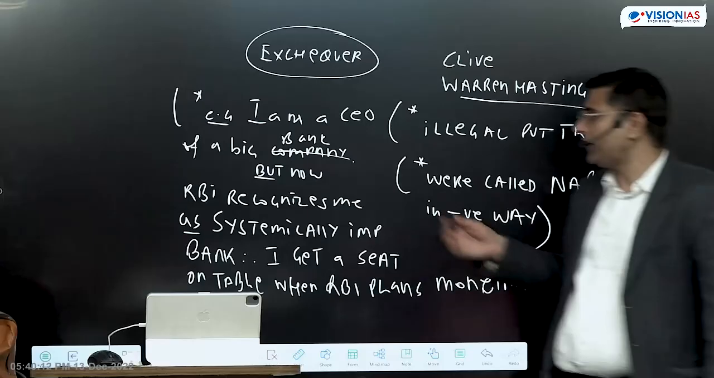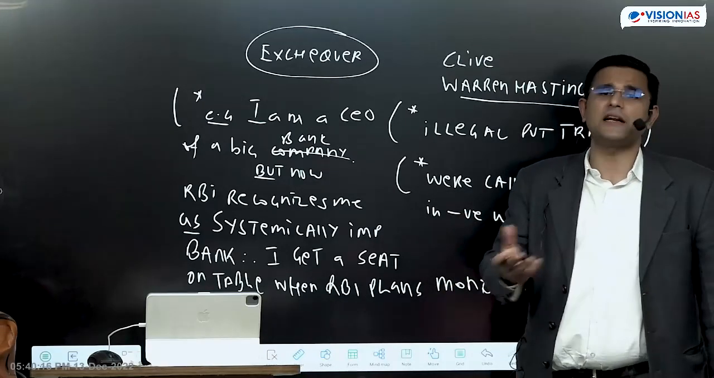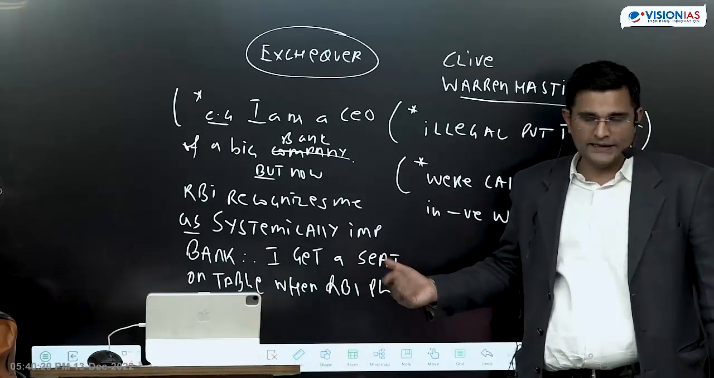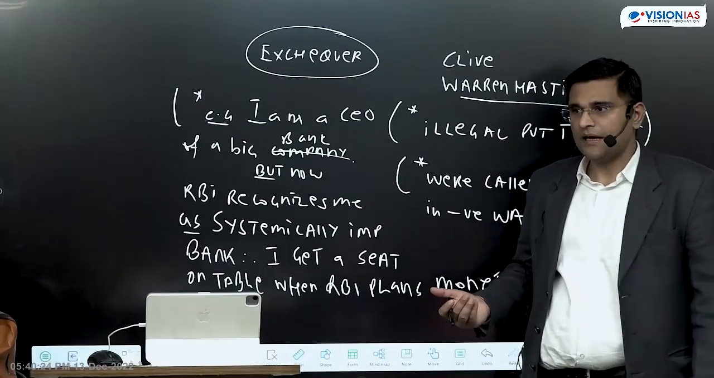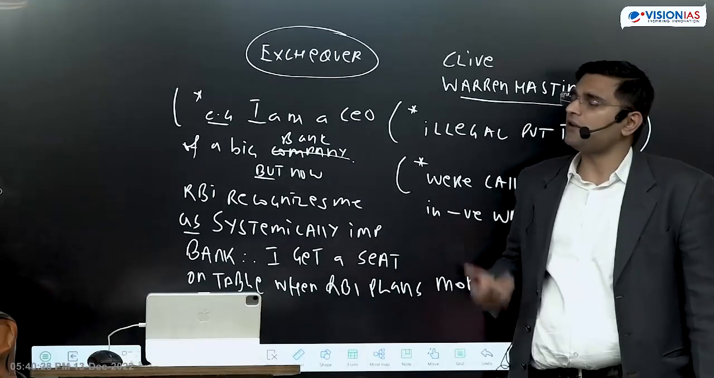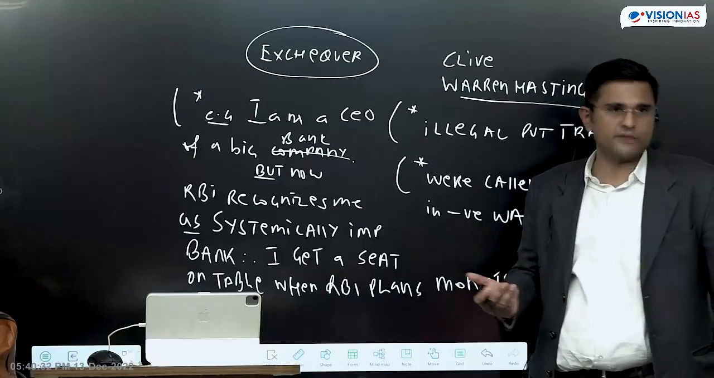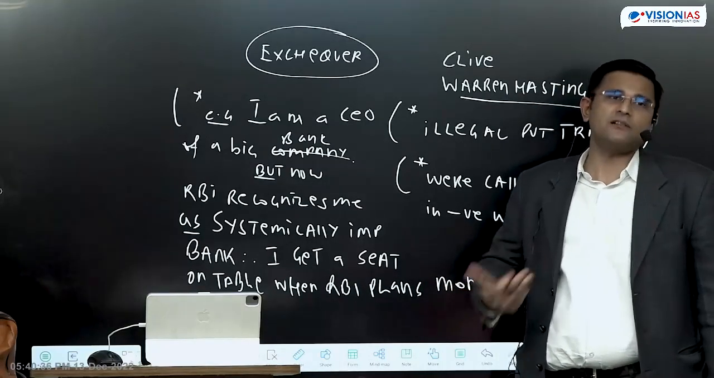So if there is a formal relationship, let's say the Reserve Bank of India recognizes your bank, let's say HDFC Bank or ICICI Bank, as a systemically important bank. That is a bank which is of paramount importance to the economy of India, and therefore it gives you a privilege that now you can enter the North Block or the Mumbai headquarters of the Reserve Bank of India. And whenever the RBI is going to discuss or make monetary policy, it will take your feedback.